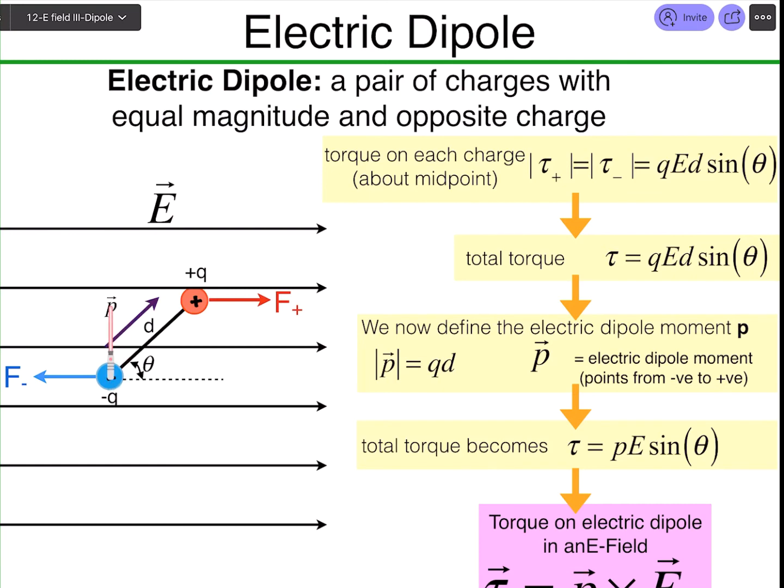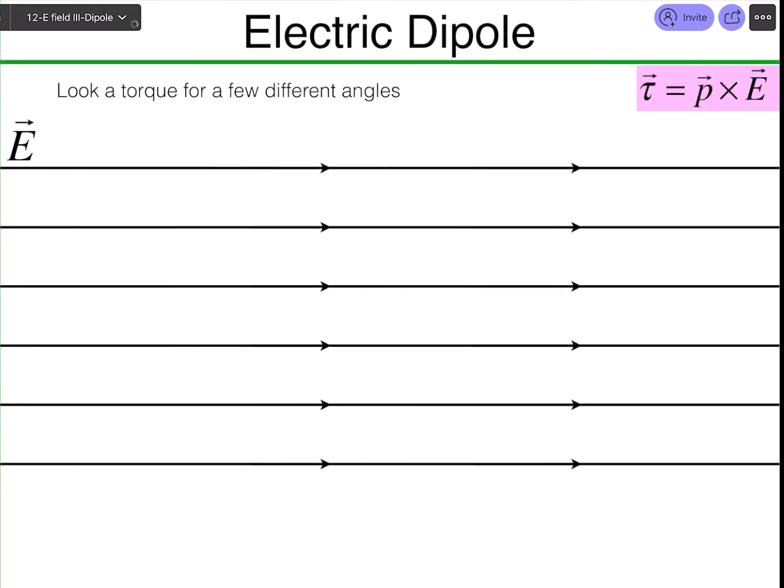So here's p. The definition of p is that it's a vector that points from the negative to the positive side of the electric dipole. So p is defined as pointing from the negative side to the positive side, and its magnitude, remember, is q times d. And the torque, the amount of spinning force there is on this dipole, is defined as p cross E. So why is that helpful?